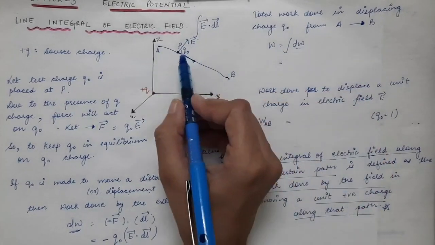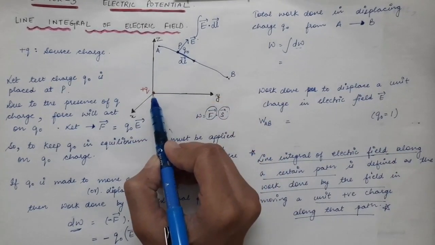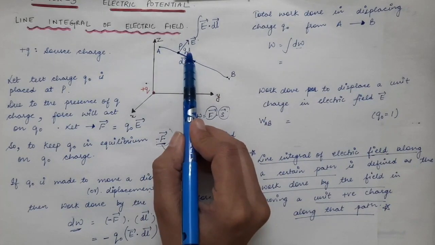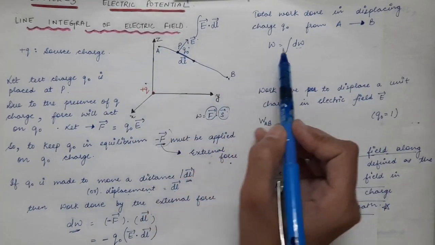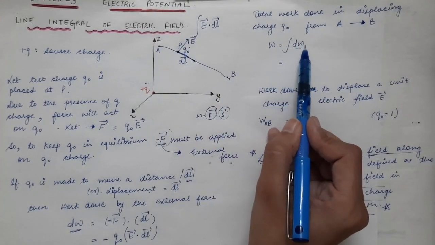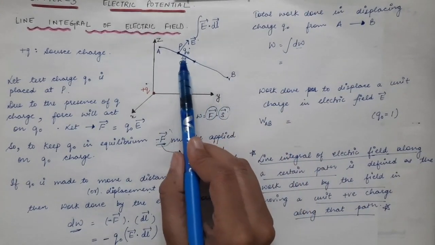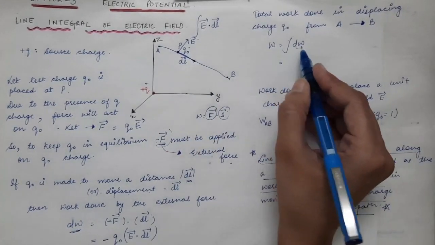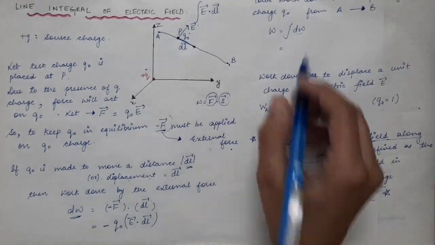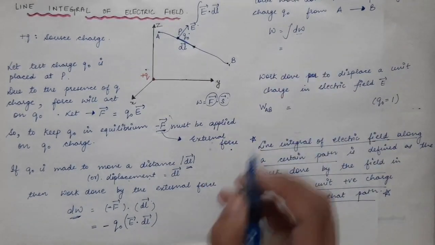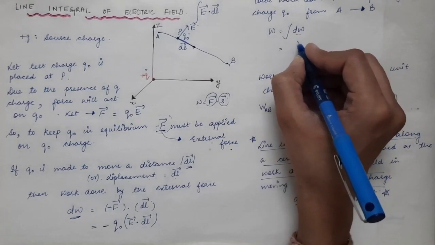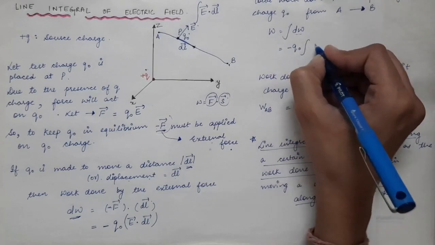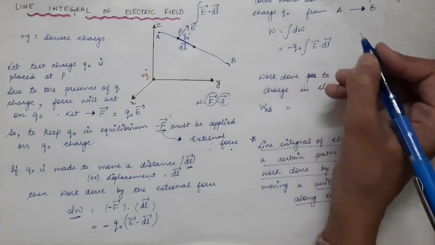So the total work done to move a test charge in the presence of the electric field due to another source charge, what is the work done to move this test charge from one point to another? It is nothing but the integration of the small work done to move this test charge by a small displacement. So we have to do integration over dw. Now what is dw? We have just solved it. It is minus q0 E vector dot dl vector. So we will just put that over here. Now minus q0 can be taken outside the integral, so it will be minus q0 into the integration of E vector dot dl vector.